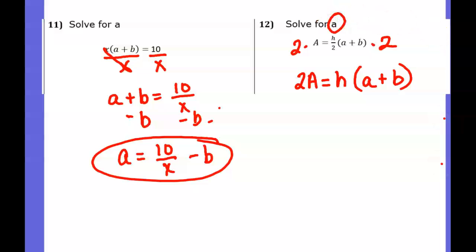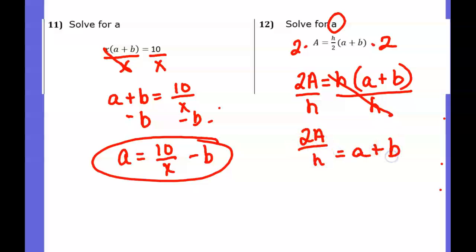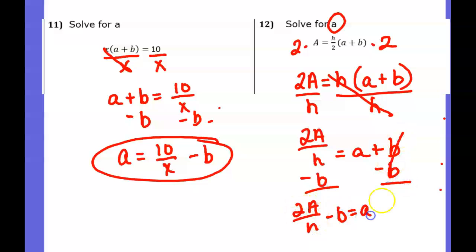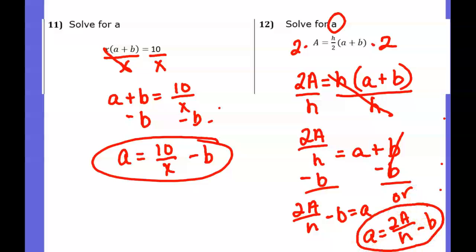We're trying to get lowercase a by itself. So now we want to divide by h. We're left with 2A divided by h equals a plus b. Now to get lowercase a by itself, we just need to subtract our b. So we end up with 2A divided by h minus b is equal to a. Or I can write it as a is equal to 2A divided by h minus b. And there's our answer.